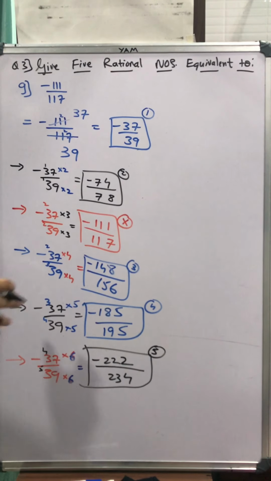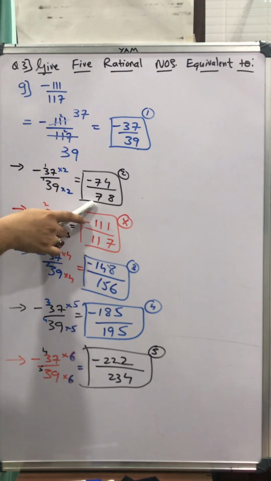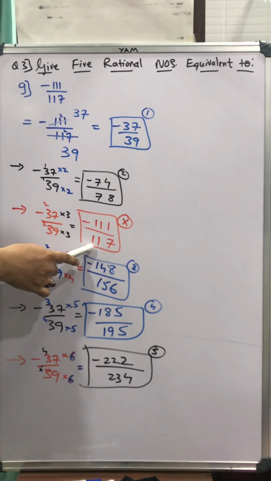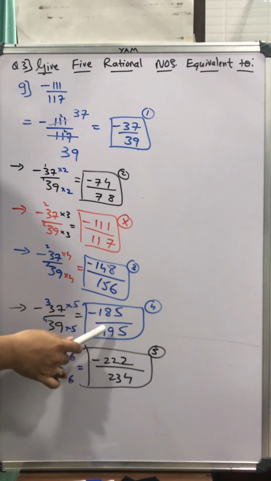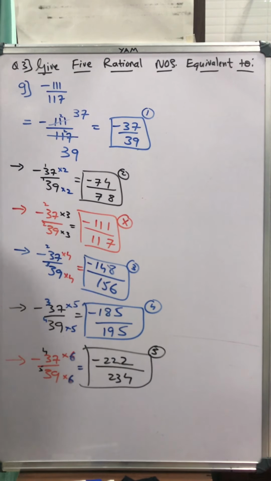So students, at the end of this question, you will mention that minus 37 upon 39, then minus 74 upon 78, then minus 111 upon 117, then minus 148 upon 156, then minus 185 upon 195, then minus 222 upon 234 are our required rational numbers.